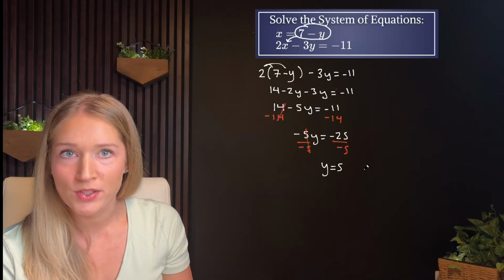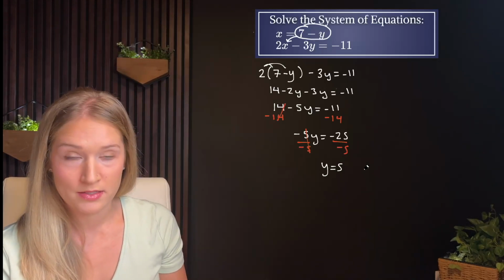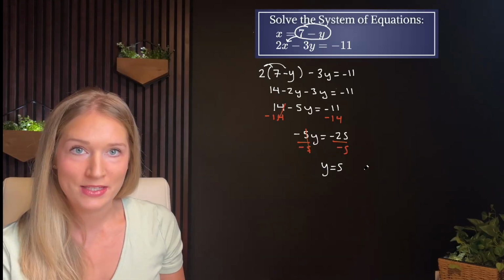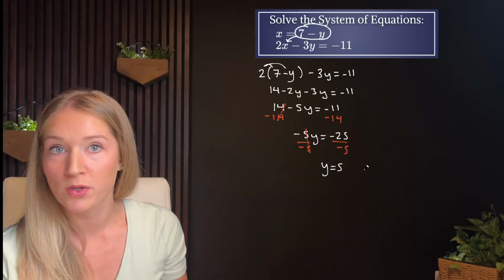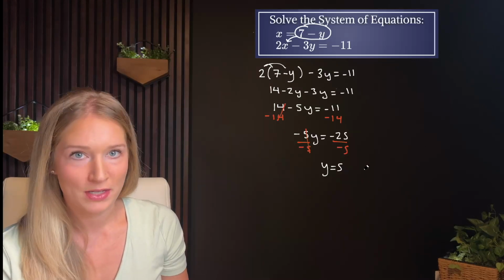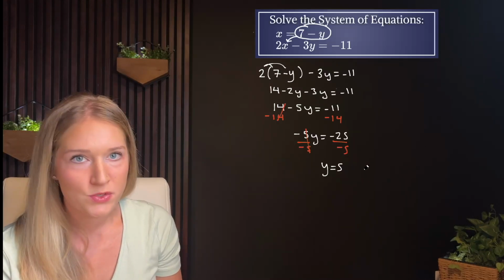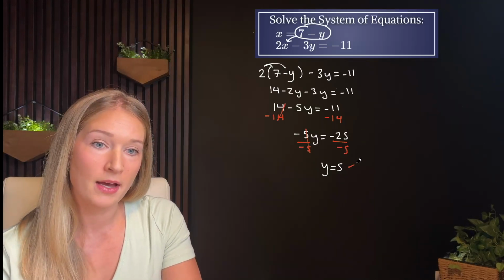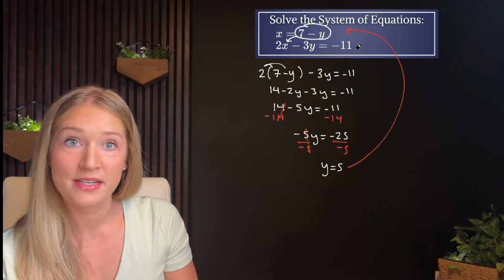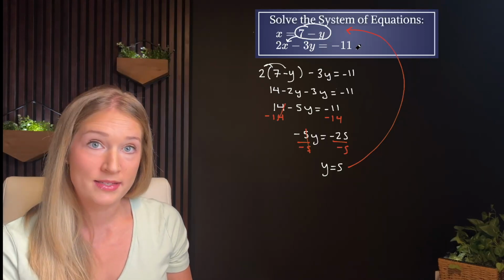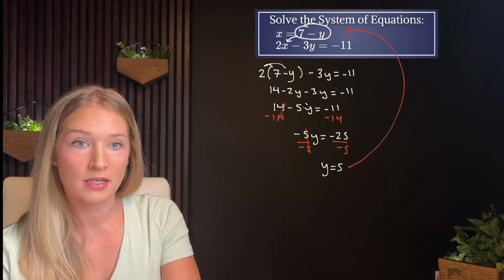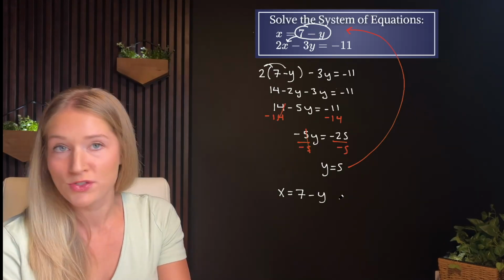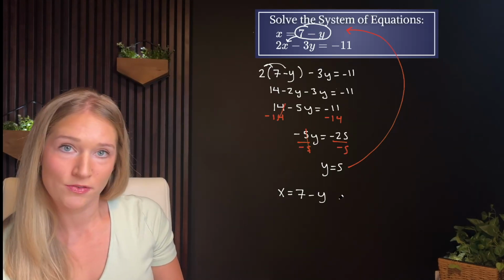Now remember, we're looking for the point where the two lines cross. So the point is going to be an x value and a y value. So I'm going to take this y value, plug it back into one of my original equations, and then find my x value. It doesn't matter which equation you use, pick whichever one you like the most, but I'm going to go back up to that first equation, because in that first equation, we already know what x equals. x is 7 minus y. But if I already know what y equals, let's just put y in the y spot and solve for x.